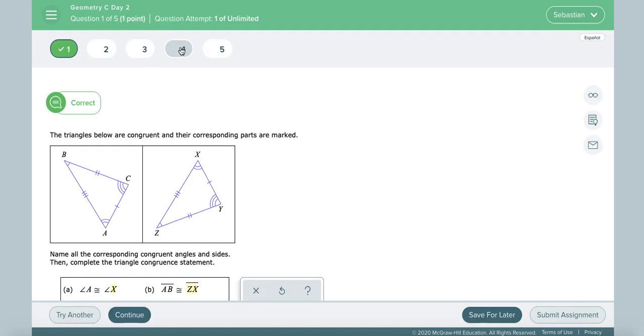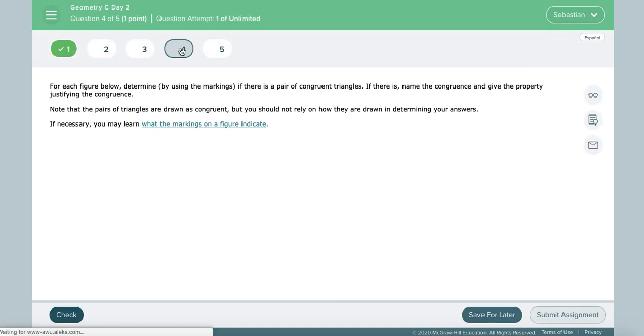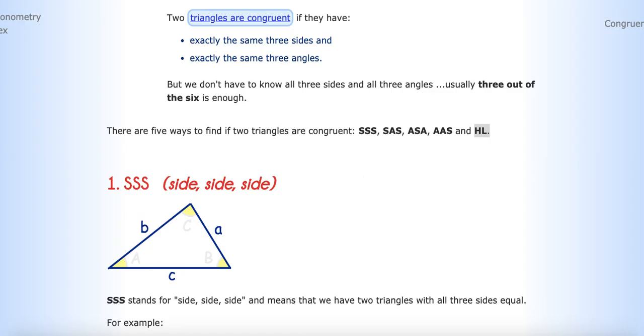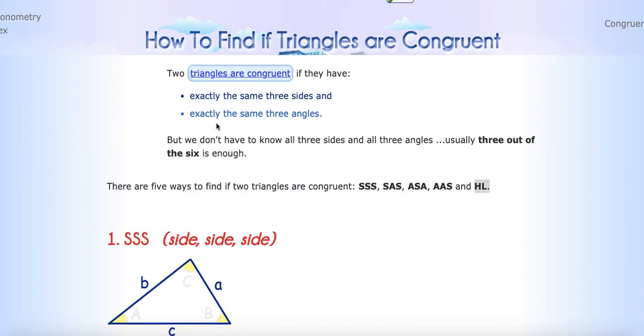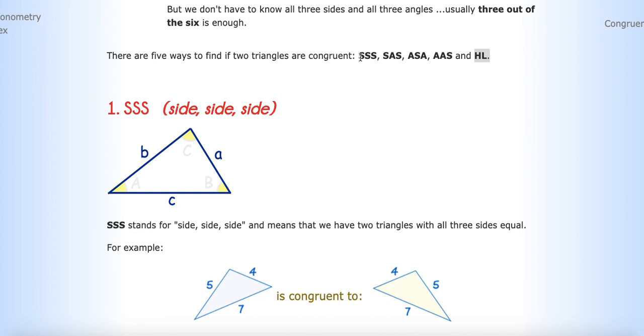All right. And I want to jump ahead to question number 4, which is probably a tougher one. Before I go there, I want to talk about how do we know if triangles are congruent? There are 4 ways that we know that triangles are congruent. It's these 4 right here. Please disregard this HL. HL stands for hypotenuse leg, but don't worry about that one because that's only for right triangles. So we're going to focus on these 4 right here.